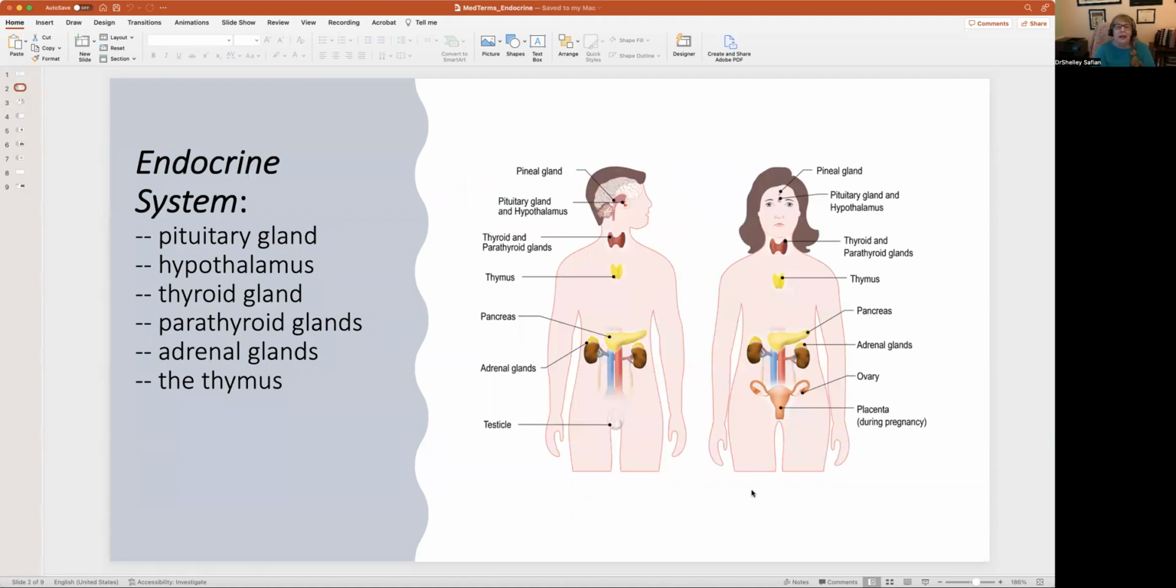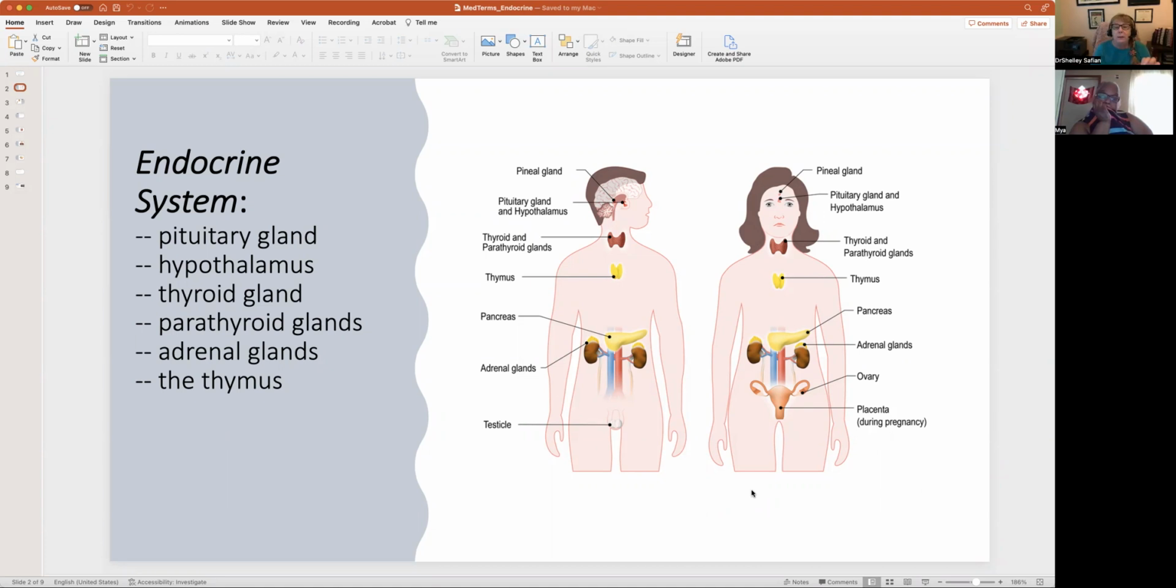As you can see, there are organs that are part of the endocrine system throughout the body, starting at the head: the pineal gland, the pituitary, and the hypothalamus, right there in the center of your brain. Then we have the thyroid gland, which is here in your neck, and the parathyroid glands, which wrap around the thyroid gland, kind of like a beer cozy. Okay. Then you have the adrenal glands.